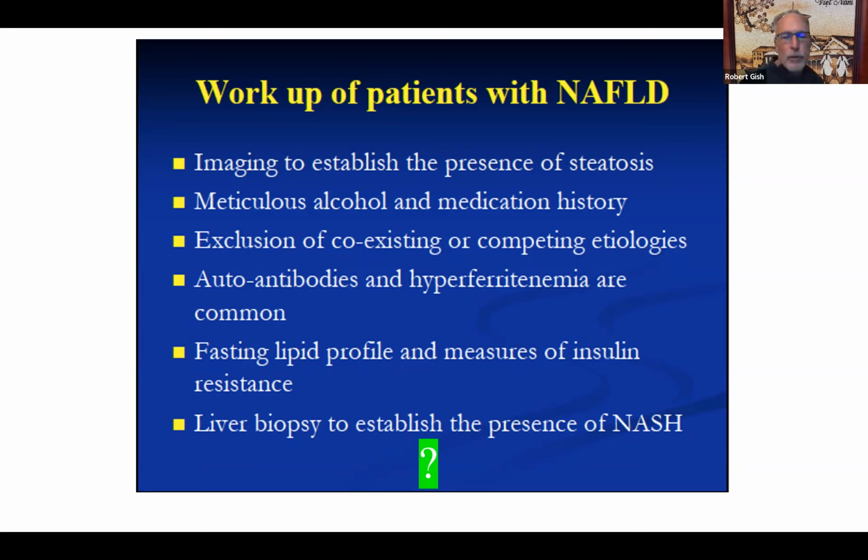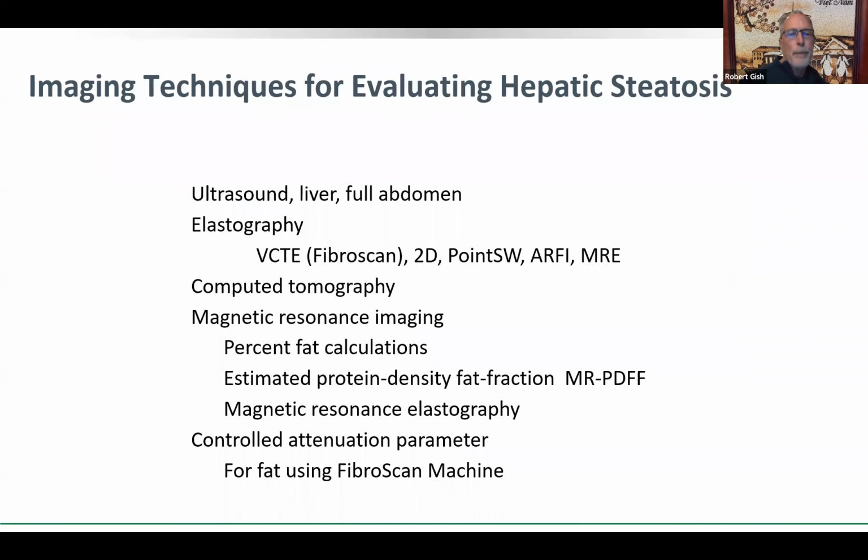Fasting lipid profile is important. Measuring insulin resistance may be important, or you can assess that indirectly. Liver biopsy, almost never done in clinical practice. Ultrasound, qualitatively good for picking up fat. You have to have really over 15 to 20% fat for the ultrasound to give you a good read. But elastography, very useful. FibroScan is just one form of elastography.